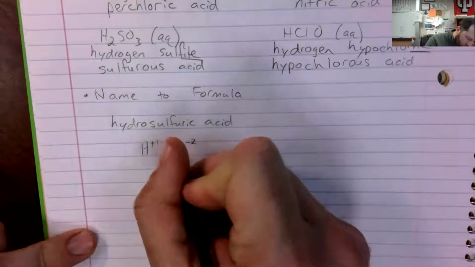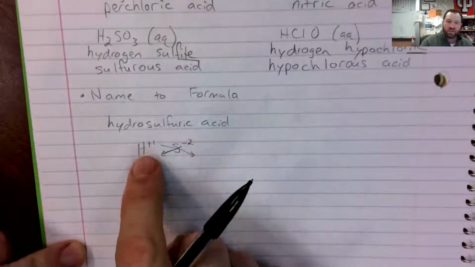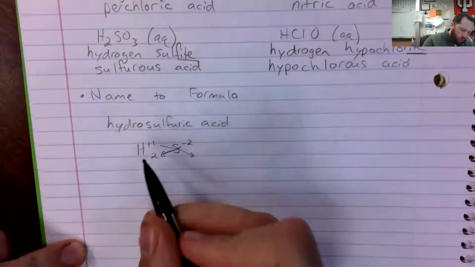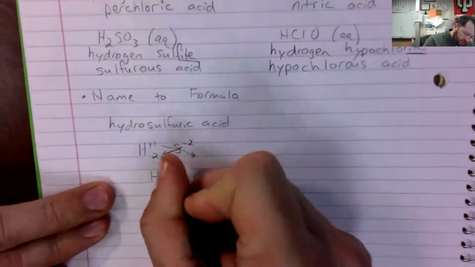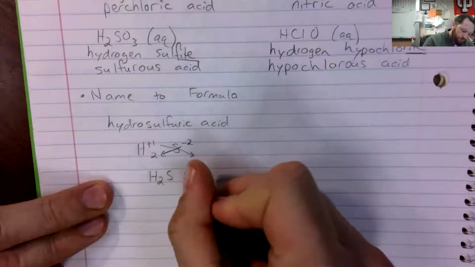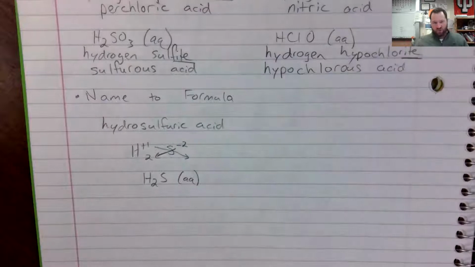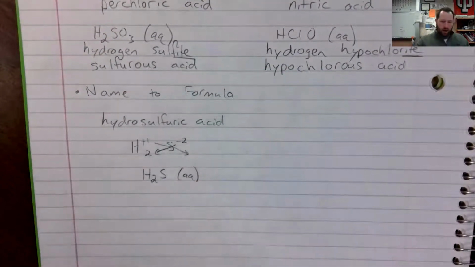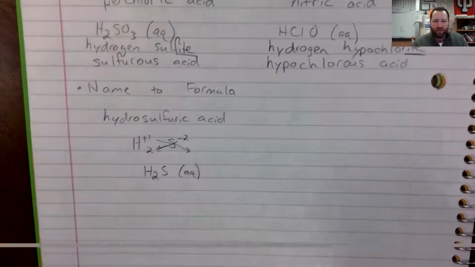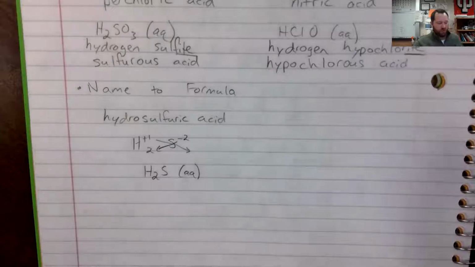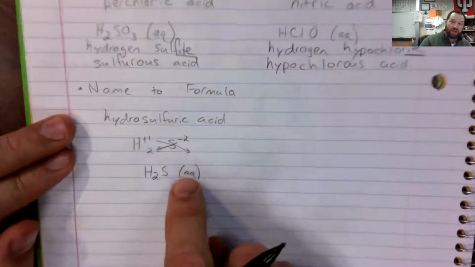So H plus 1, S -2. We need to balance out the charges here. If you want to cross over, that's fine. If you prefer to do the math, it's going to take 2 of my positive 1s to cancel out my -2. So this one ends up being H2S. Make sure you write aqueous, not an acid, unless it's dissolved in water. H2S is a gas. It's just hydrogen sulfide. And you might have smelt it. It smells awful. It smells like rotten eggs. So make sure it's dissolved in water. That's what makes it an acid.